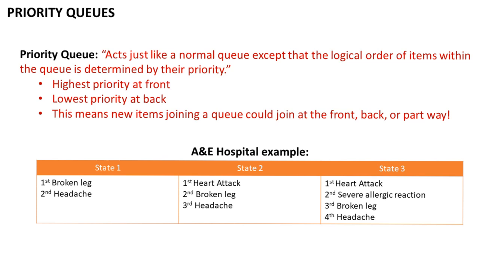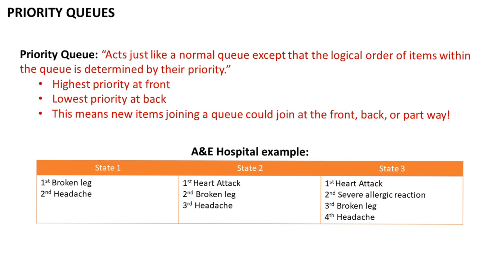Another popular type of queue, often used in many areas of computing, is the idea of a priority queue. Now this acts just like a normal queue, except that the logical order of items within the queue is determined by their priority. So we place higher priority items towards the front of the queue and lower priority items at the back. What this essentially means is that items joining a queue could join at the front, the back, or part way.